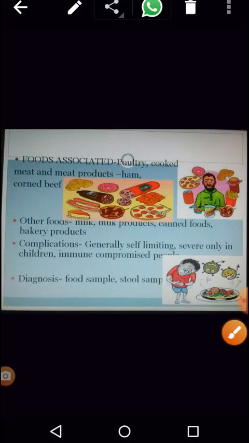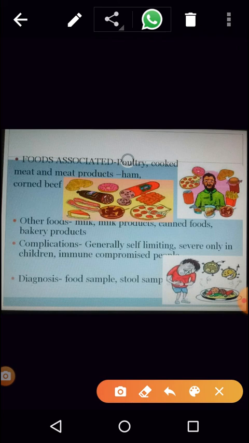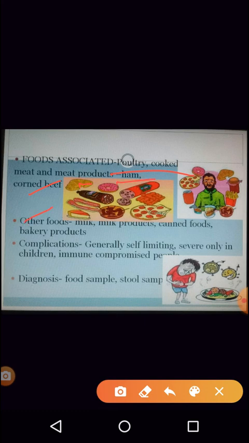Now, what are the foods that are generally associated? The foods include the non-vegetarian foods, basically poultry or meat products, ham, pork, beef, etc. The other foods include milk products and foods which are stored for a long time, such as canned foods and bakery products. Yes, we love bakery products. Bakery products are stored for a long duration and are not even cooked. If you consider cake, it is stored for a long time. The pastry, the cream which is added on the cake, is definitely uncooked, so easily the organism can enter into the cake.